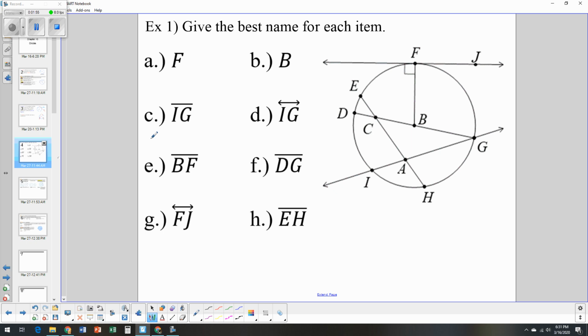So if we were to look at this diagram, we should be able to explain what each of these are. So I look at point F. Point F is here. Point F is on the circle, and it's on a line that just touches it. So I would call that the point of tangency. All right, point B right there is our center.